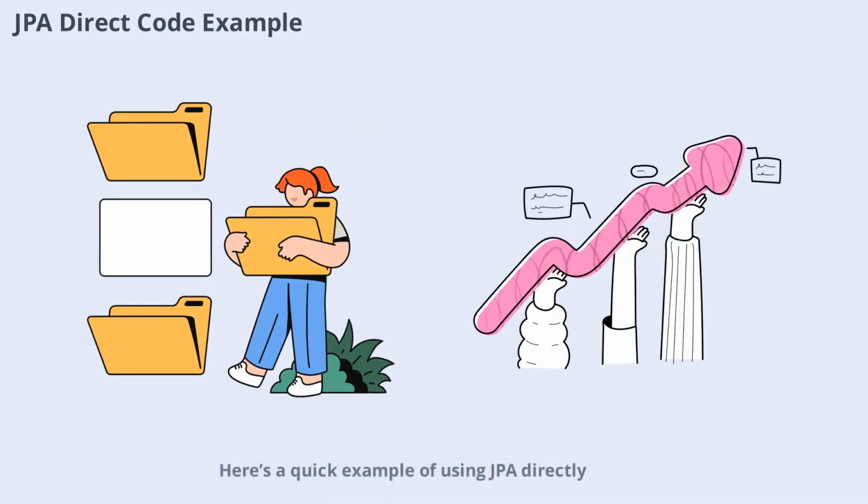Here's a quick example of using JPA directly. You create an entity manager from the entity manager factory, begin a transaction, persist your entity, commit the transaction, and close the entity manager. This process gives you direct access to the persistence context and transaction boundaries, but as you can see, it's more involved than using Spring Data JPA.